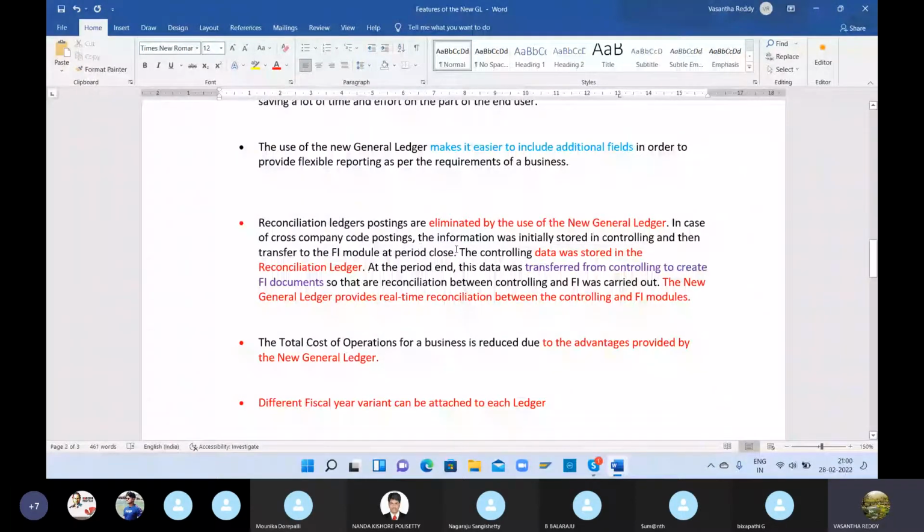The total cost of operations for the business is reduced due to the advantages provided by the new GL ledger. The total cost will also be reduced by the new GL concept. Why? Because this is a speed-up process, and reducing flexible time and flexible processes are also included in this general ledger account.